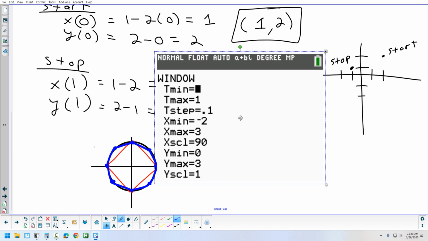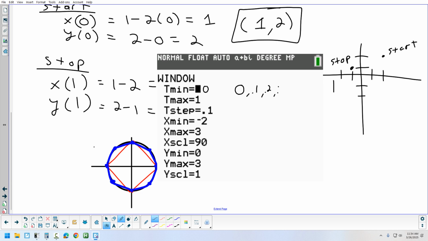So this was 0. T-step tells the calculator, start at the min, go all the way to the max, and the t-step is the increment that it's going to use. So 0.1, 0.2, 0.3, 0.4, 0.5, 0.6, 0.7, 0.8, and 0.9. So it's going to go up from the minimum to the maximum by 0.1. Any question on that?